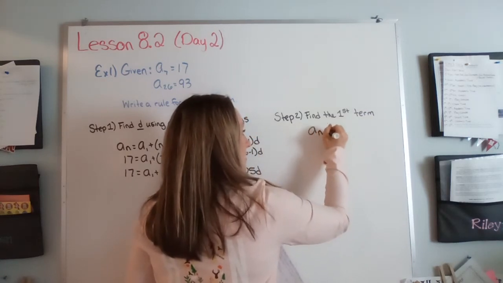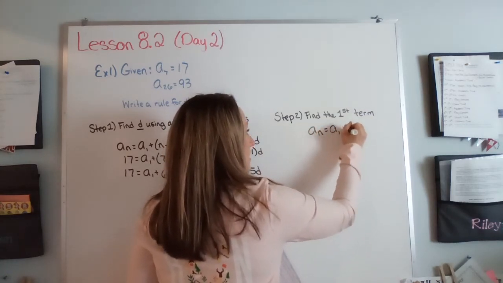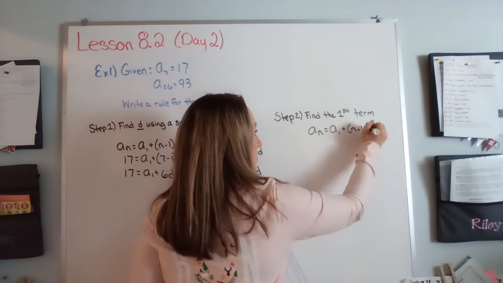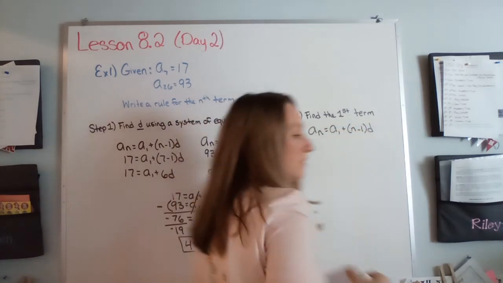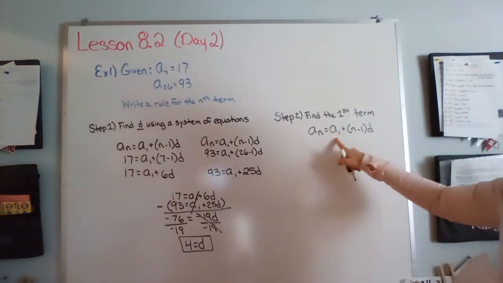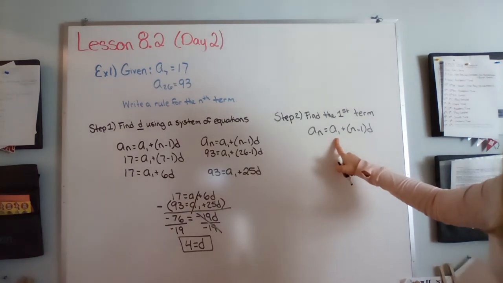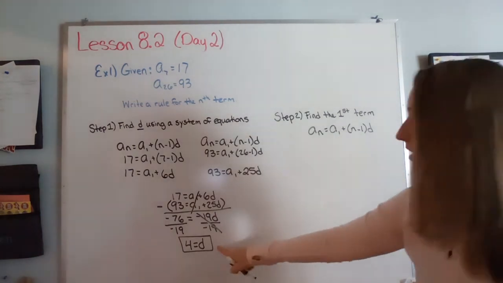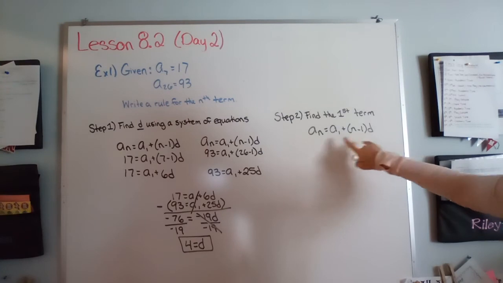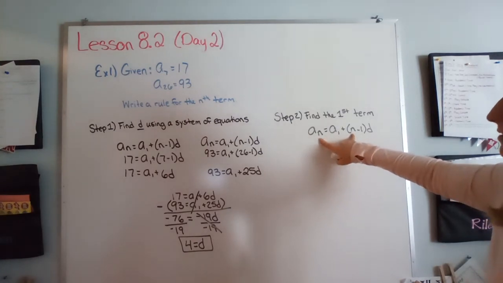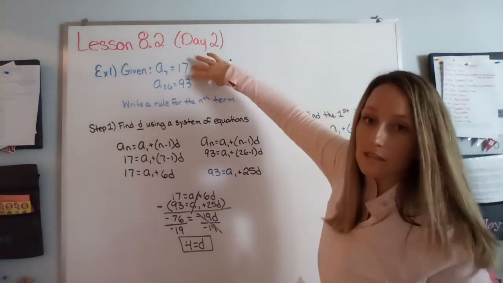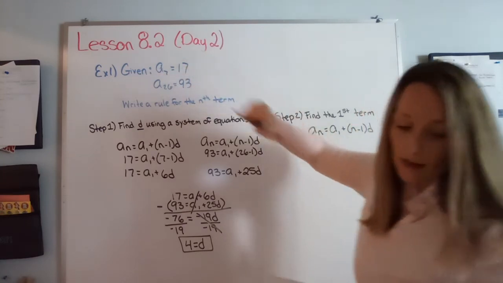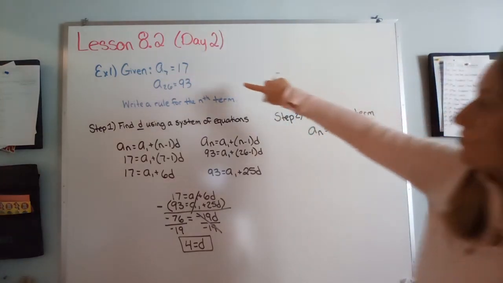a sub n equals a sub 1 plus n minus 1 times d. So if the goal is to find the first term, think about what you could plug in. You could plug in the common difference for d, and then for n and a sub n, you could use either one of these two terms that are given. And what did I do in my notes? I used the first one.